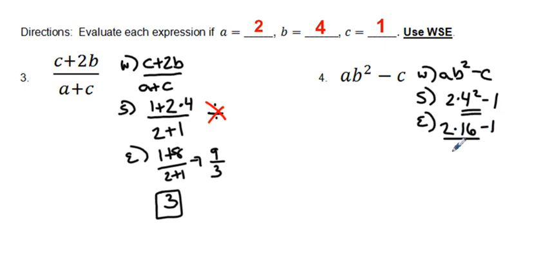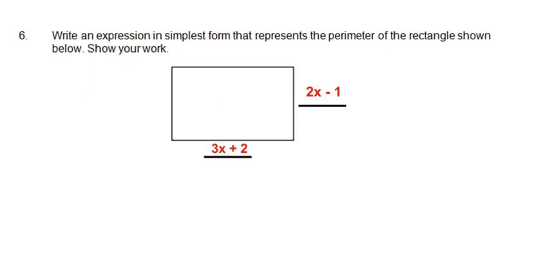Then I'll do multiplication. Then I'll do subtraction. And you get 31 as your final answer. All right, the next one, write an expression in simplest form that represents the perimeter of the rectangle shown below.